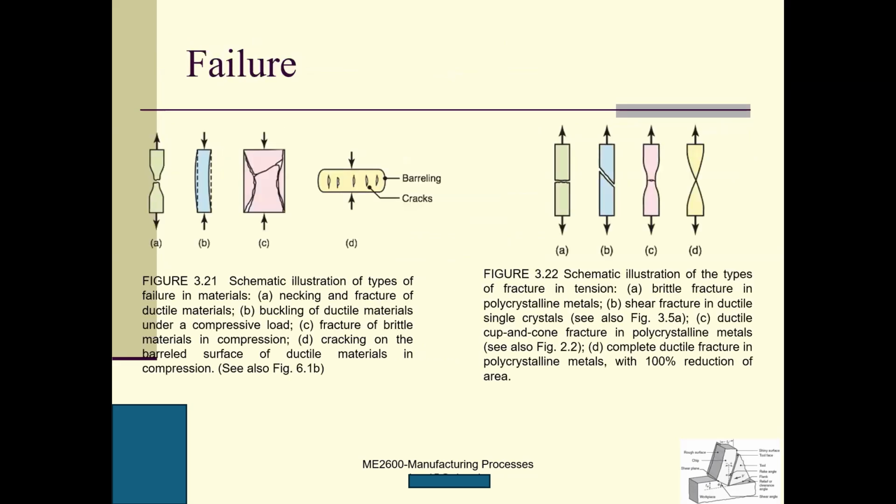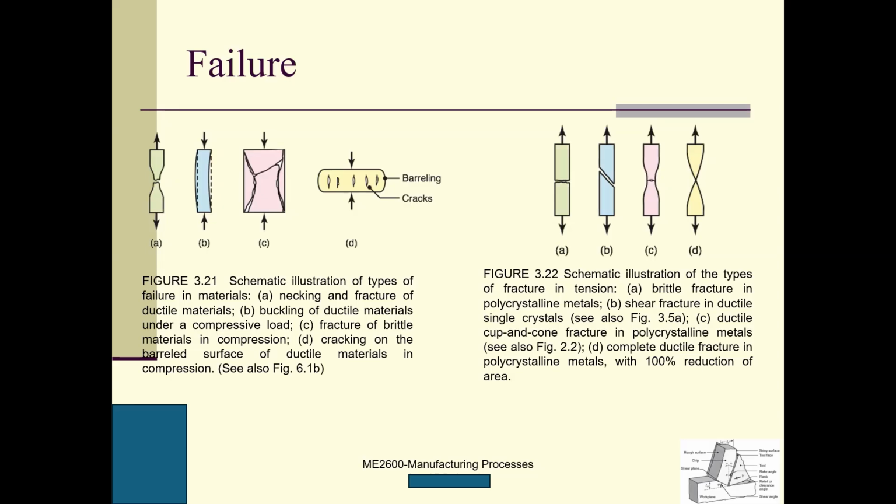Now we talk about failure. Here is the tensile test, A, B, C, D, and we have different failures. Failure here is the necking. Necking and fracture of the ductile material. Whenever you see this kind of failure mode, you can say that this material is ductile.